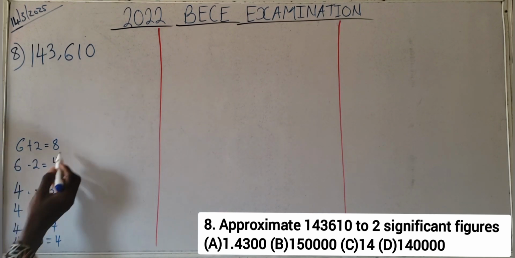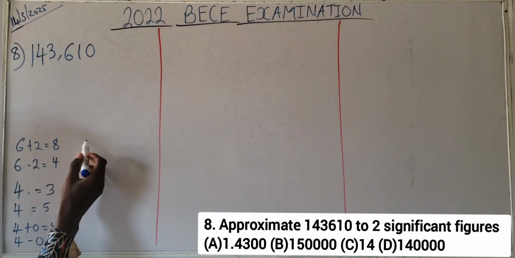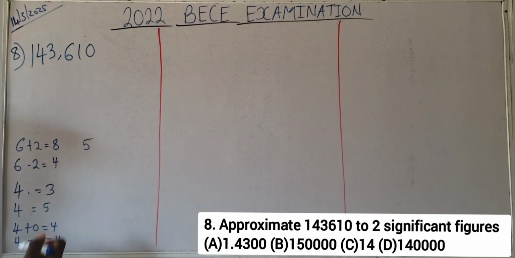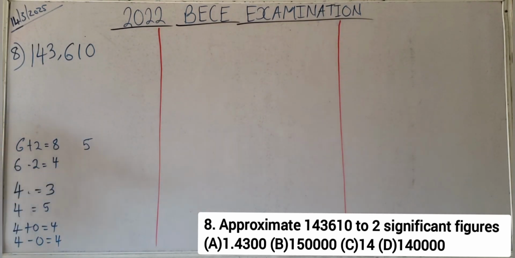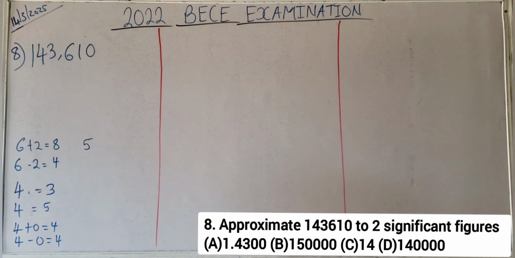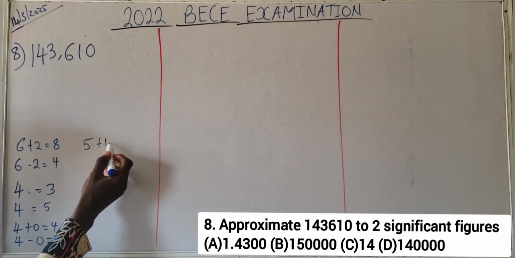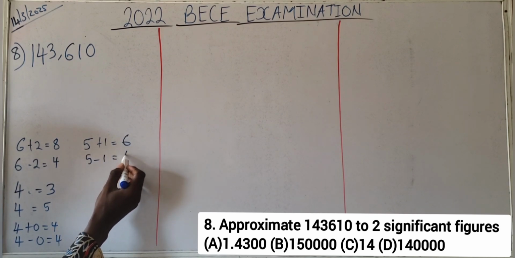So let's look at another number. Let's say we have 5. We want to test whether 1 is a significant figure or not. I told you, for you to call any number a significant figure, that figure must be able to affect another number when you add it or subtract it. You understand what I'm saying? So let's test if 1 is a significant figure or not. 5 plus 1 will be what? 6. 5 minus 1 will be what? 4. Is that not it?